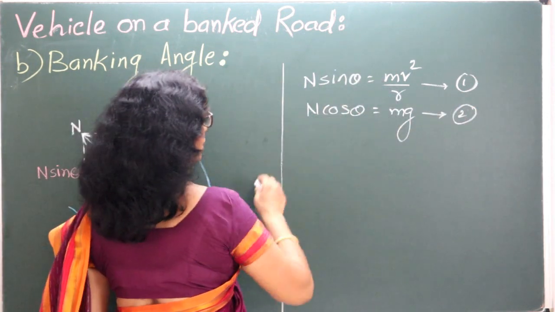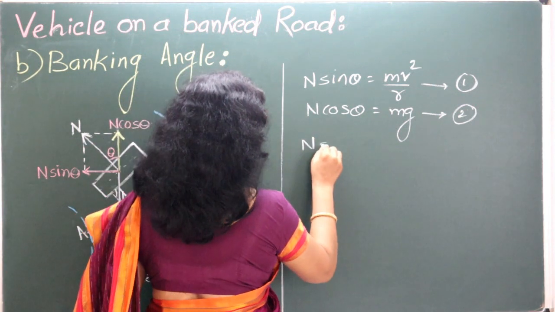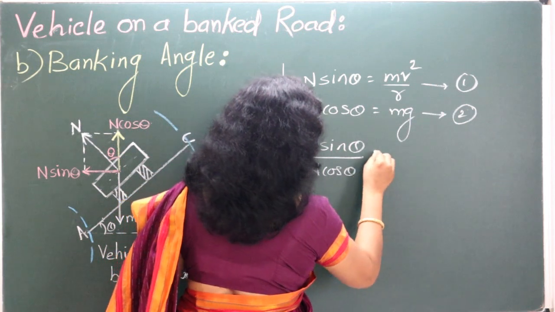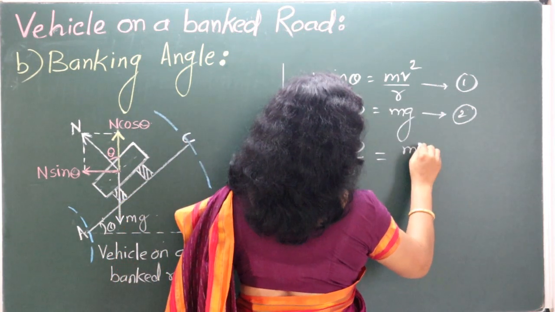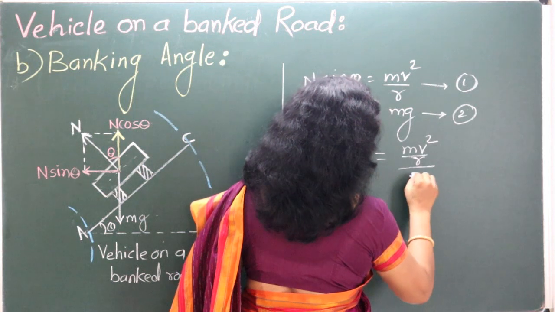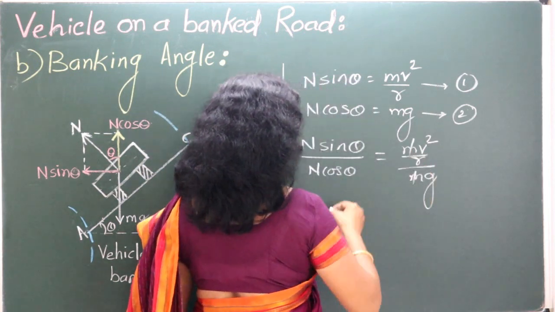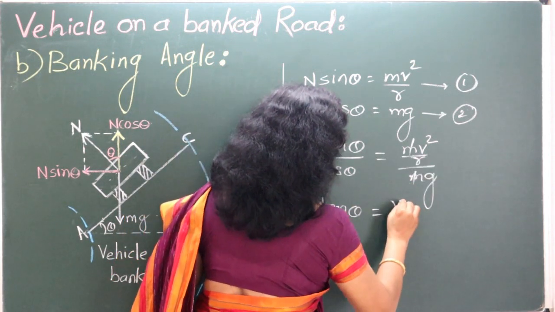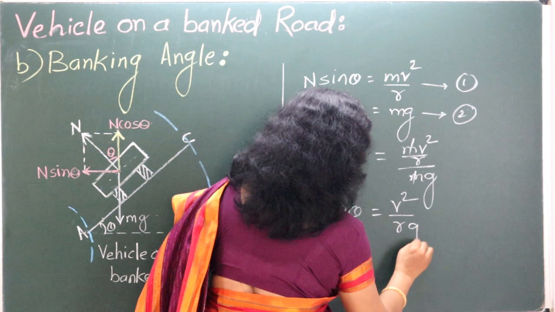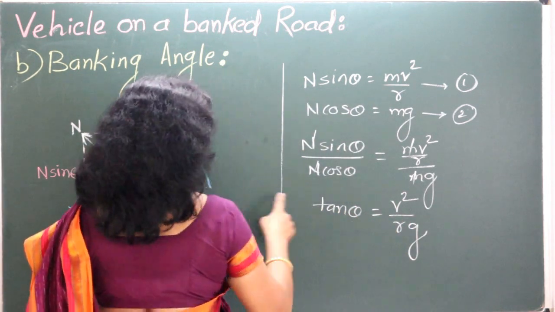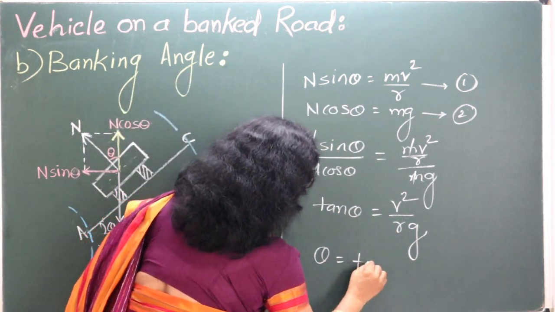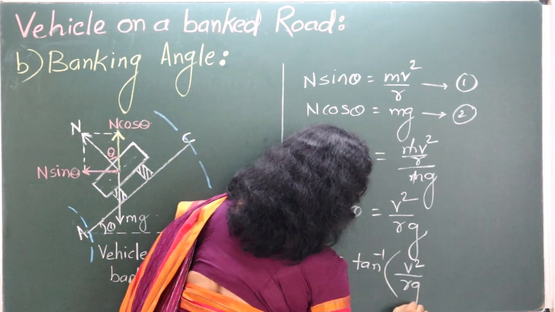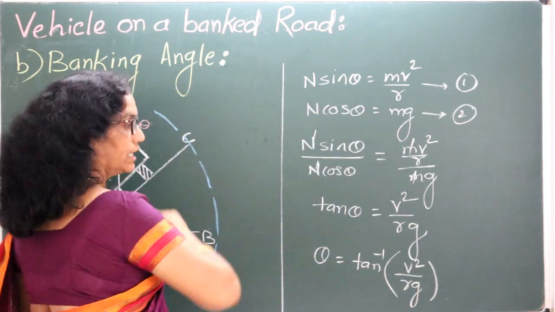Divide equation first by equation second, that is N sin theta upon N cos theta equal to mv square upon r upon mg. m gets cancelled, N gets cancelled. Tan of theta is equal to here v square upon rg, and therefore this angle theta is equal to tan inverse of v square upon rg, and this is banking angle.